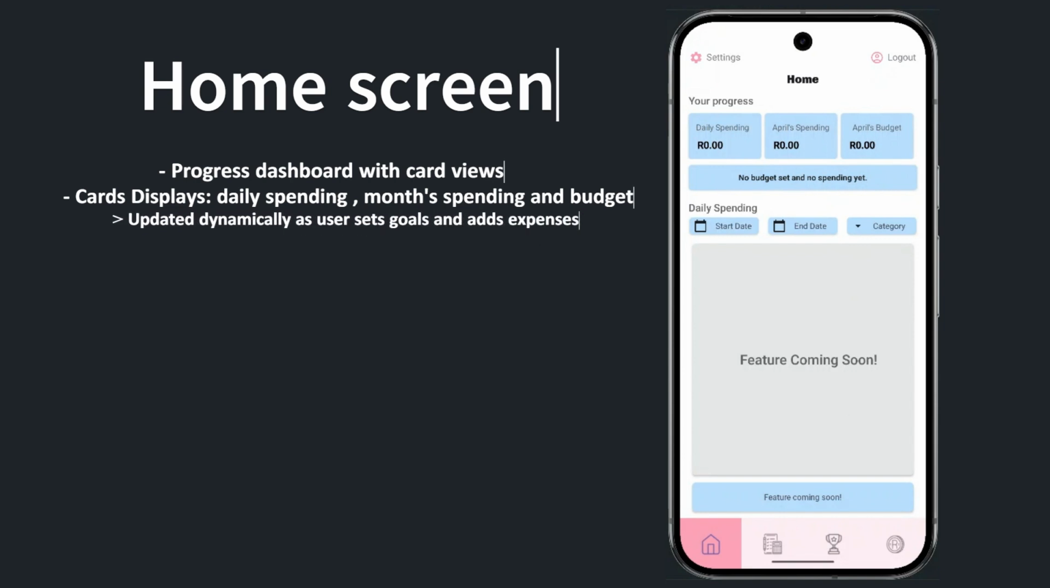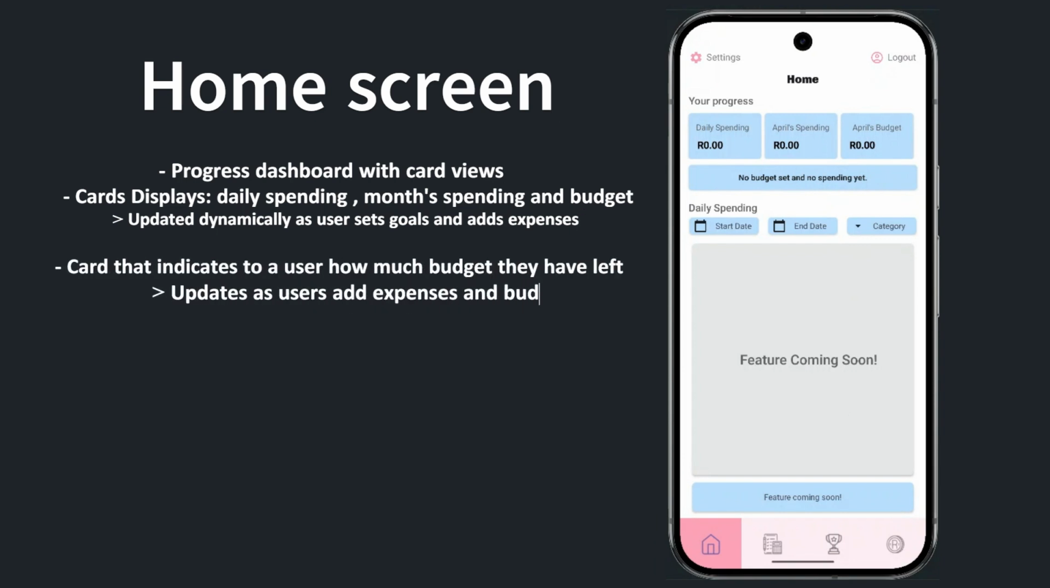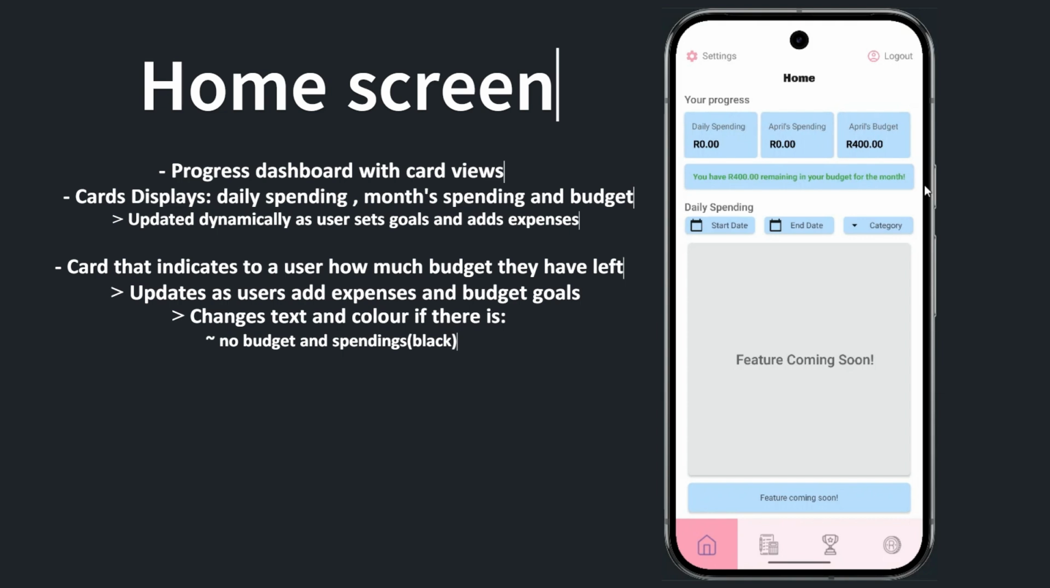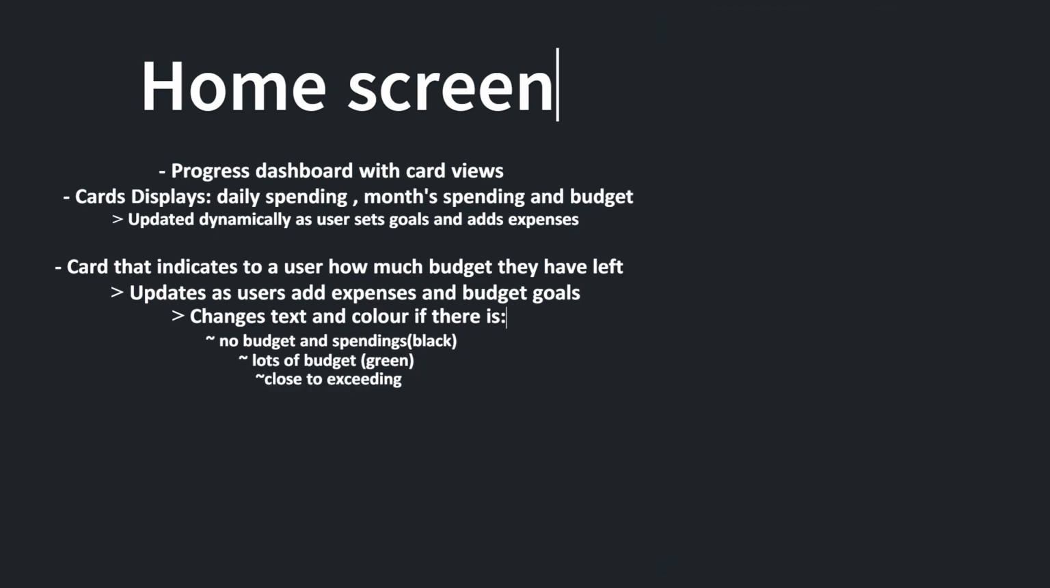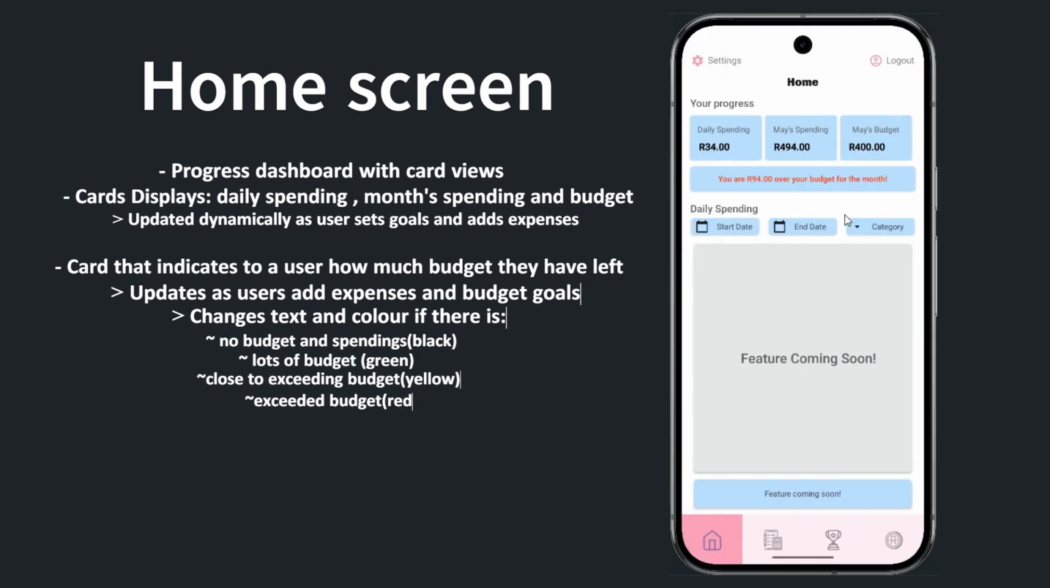Beneath the dashboard is a card that visually informs the user how close they are to exceeding their budget, or whether they've already exceeded it. The card text changes color to reflect the current state: green if the user is within a safe range, yellow if they are approaching their limit, and red if the spending has exceeded their set budget. The daily spending feature is coming soon.